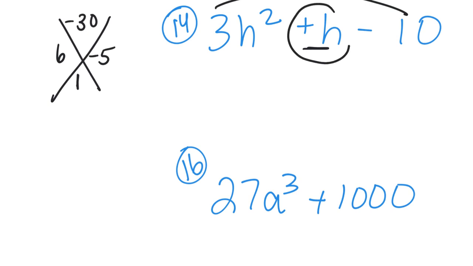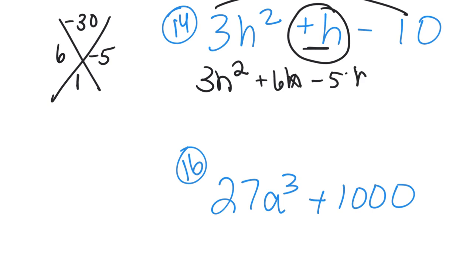So now we're going to replace this middle term. So we write 3h squared plus 6h minus 5h minus 10. And you can see how this 6h minus 5h equals that 1h. So then we take our first two and we group them. We take our last two and I group them, making sure that that negative stays with the 5.